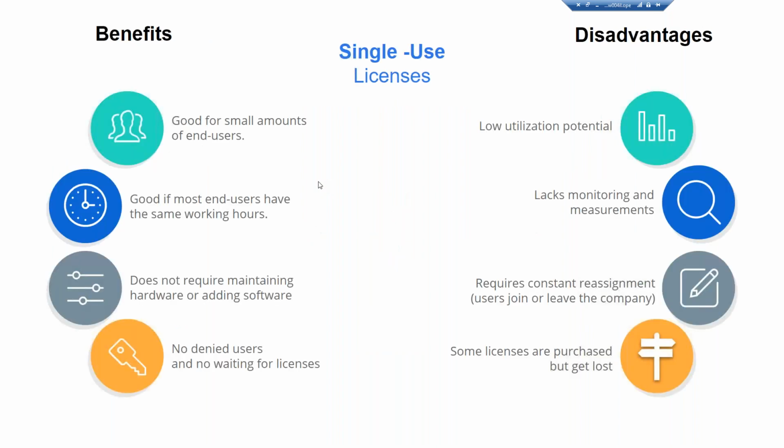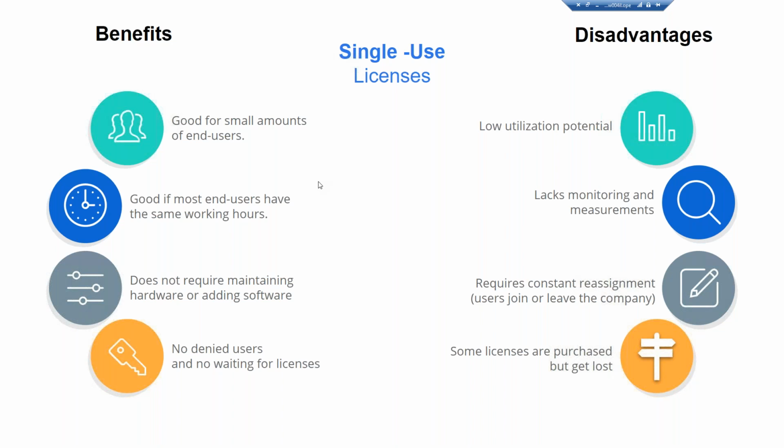So what are the pros and cons? I'm just going to give you a general sense of it. Basically, you got a small amount of users. I don't know, I got 10 users, I got 5 users. I'll just buy one for each. I know them by name. They need a license. They need to work. I'll just buy for them. It has very low potential for utilization because it's a 1-to-1 ratio. One guy and one license. That's it.